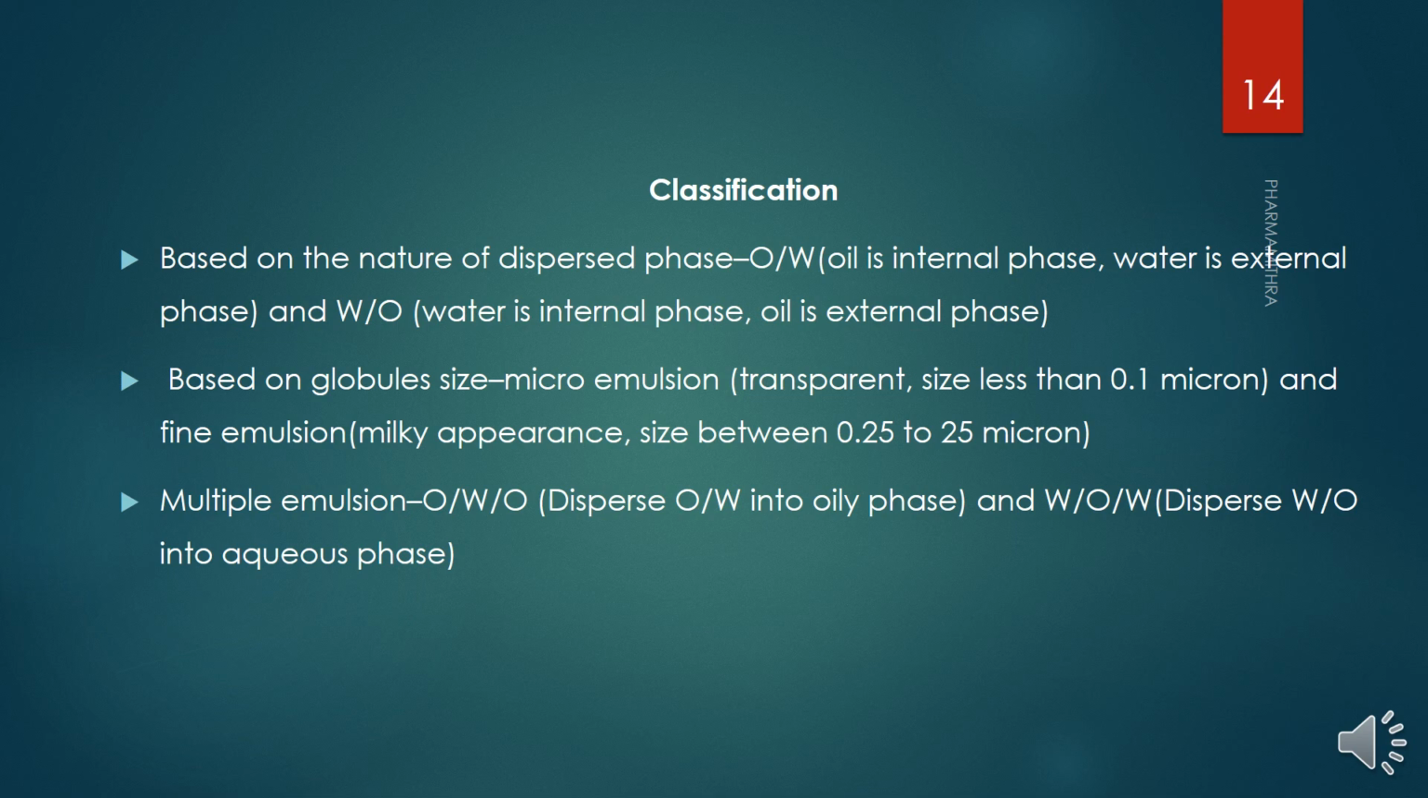Based on the globule size, emulsions are otherwise classified into microemulsion and fine emulsion. Micro means it is transparent, having a size less than 0.1 micron. Whereas fine emulsion has a milky appearance and a size between 0.25 to 25 microns.